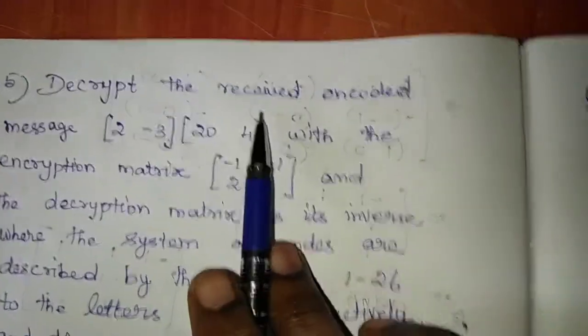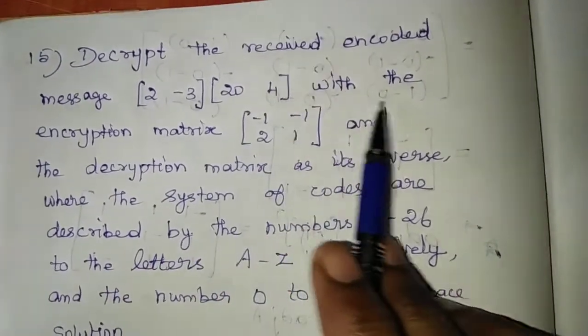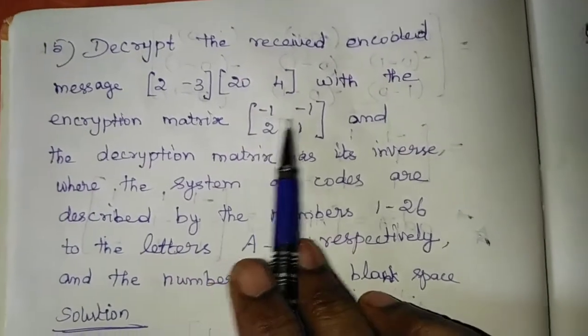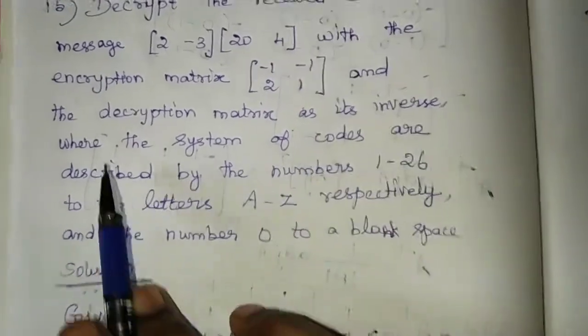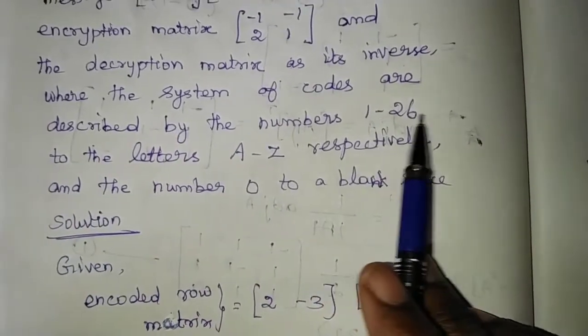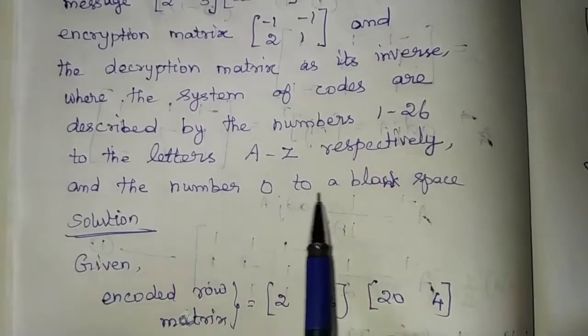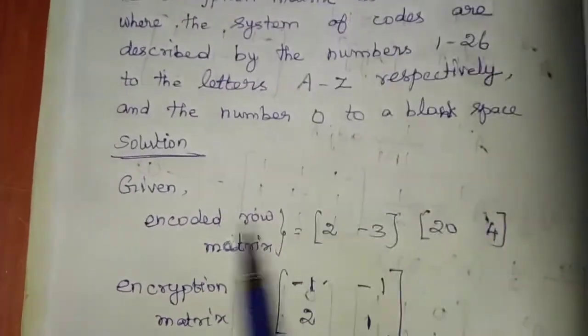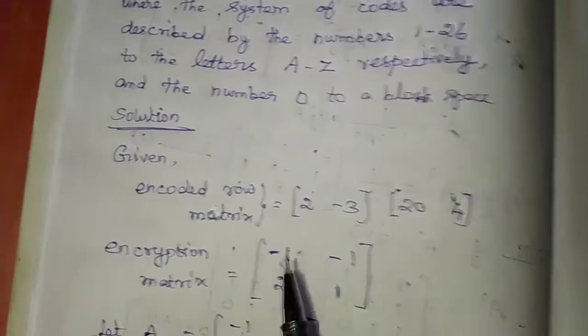See the fifth sum, we can easily understand. Decrypt the received encoded message 2, minus 3, 24, with the encryption matrix -1, -1, 2, 1, and the decryption matrix as its inverse, where the system of codes is described by the numbers 1 to 26 for the letters A to Z respectively, and the number 0 for a blank space. Given encoded row matrix: 2, minus 3, 24.